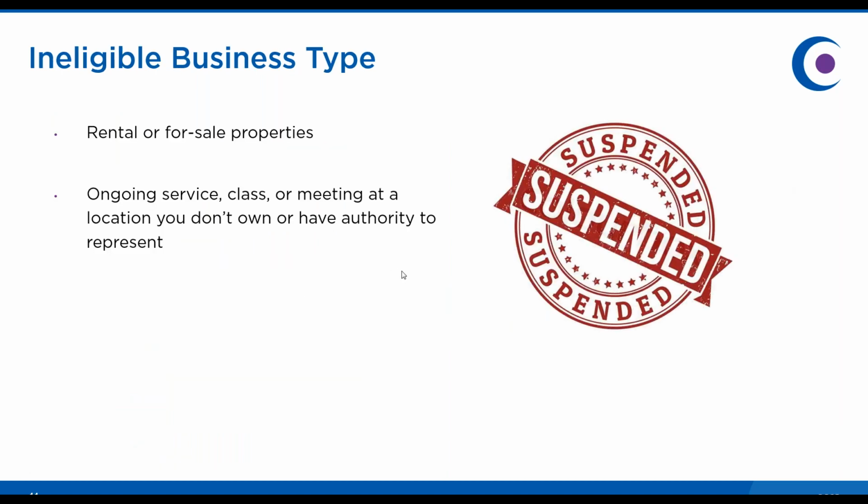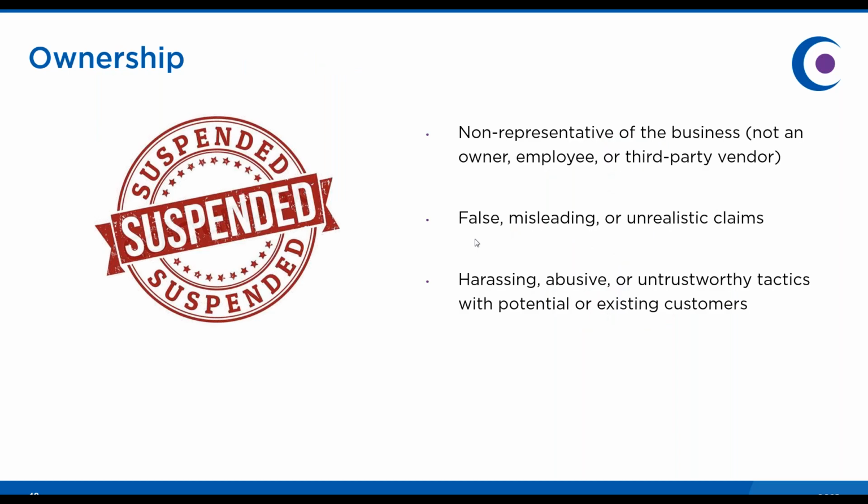Okay, so the first one, ineligible business types. One of the quickest ways to be suspended is if your business is not an eligible business type to even be on Google My Business in the first place. The big ones here: rental properties, vacation homes, for sale properties, and then also, an ongoing service or class or a meeting at a location that you don't actually own or have the authority to represent. I think this is a pretty easy box for everyone on this webinar to check off, as each of you most likely represent a local business and not a business that qualifies as one of these. So you're probably good there.